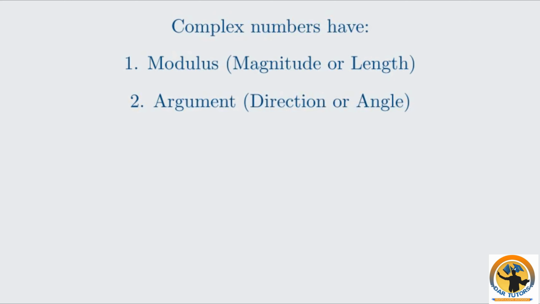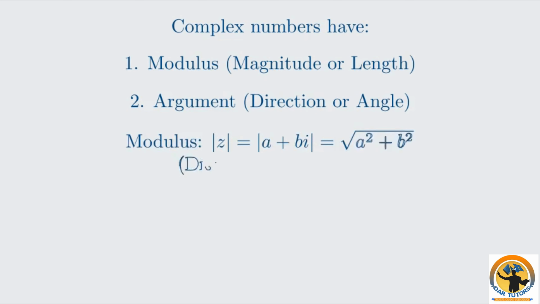We've established that the Argand plane is like a vector space. Just as vectors have magnitude and direction, so do complex numbers. The magnitude of a complex number is called its modulus, and its direction is called its argument. Let's formalize these definitions. The modulus of a complex number z equals a plus bi, denoted with vertical bars, is the distance from the origin to the point (a, b).